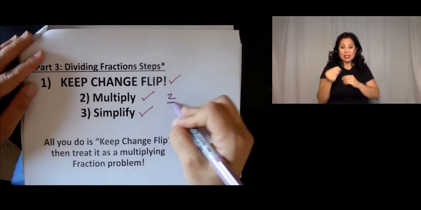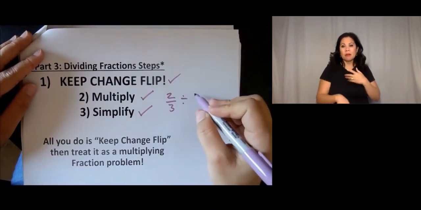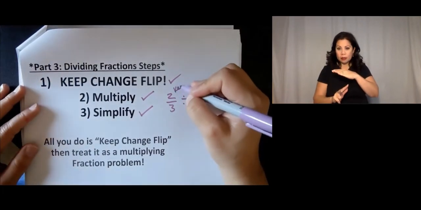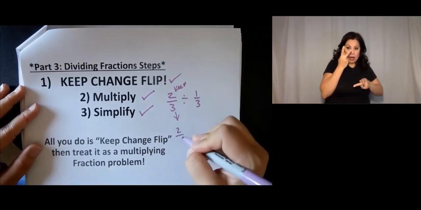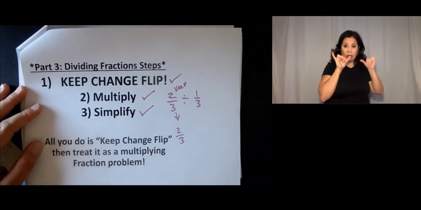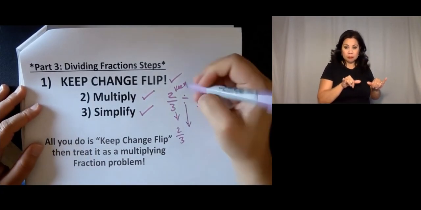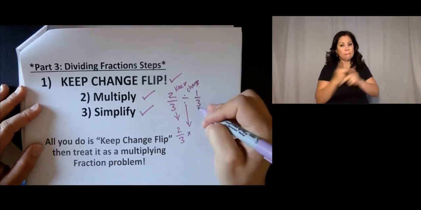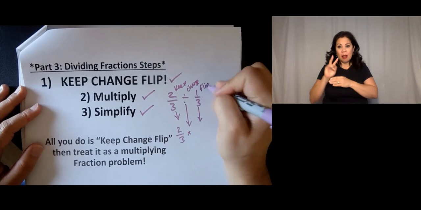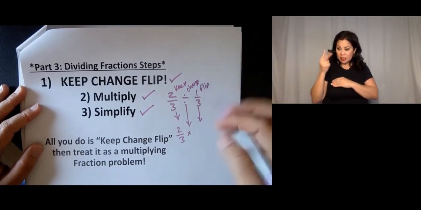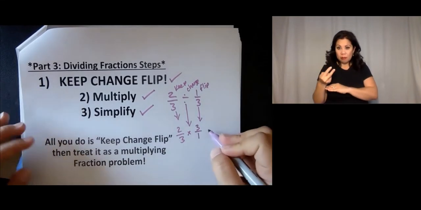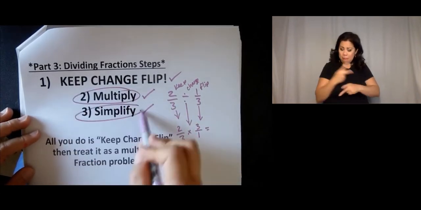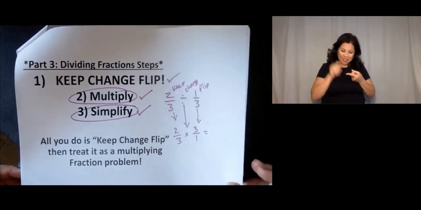For example, if I have 2/3 divided by 1/3, I'm going to keep the first fraction the same. Then I'm going to change this division to multiplication. Then I'm going to flip this second fraction, it was 1/3, now it's 3/1. And then I'm going to treat it like a multiplication problem, and then I'm going to simplify. That easy.